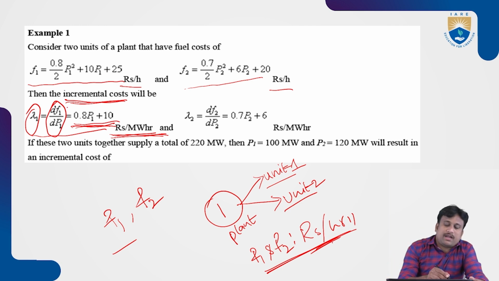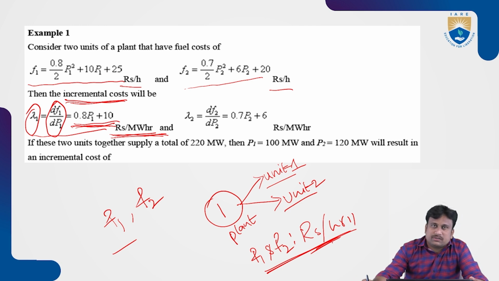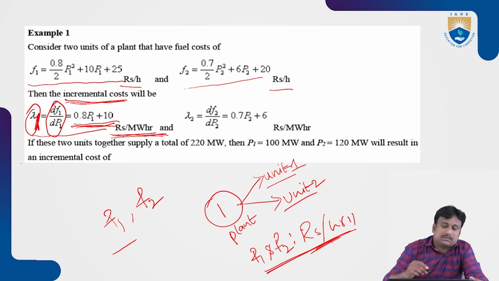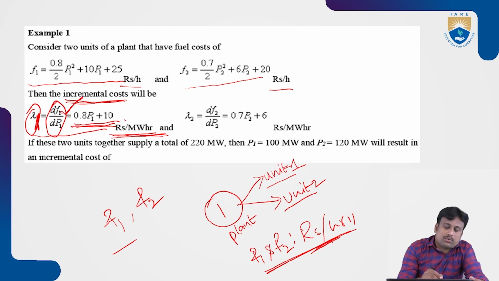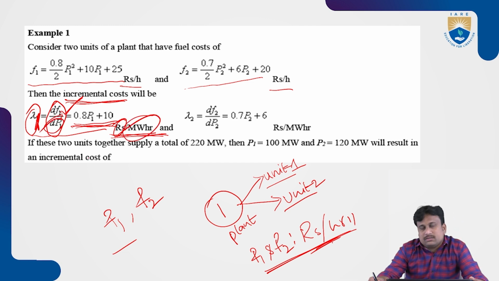So here df1 by dp1 is the change, that is the incremental fuel cost. Lambda 1 means the first unit. For that first unit, the incremental fuel cost is df1 by dp1, where df1 is the change in fuel cost with respect to its power, that is dp1. So fuel cost is in rupees and the power is in megawatt hours. Like that we will consider. And lambda 2 equals df2 by dp2. This is the incremental fuel cost of the second unit.